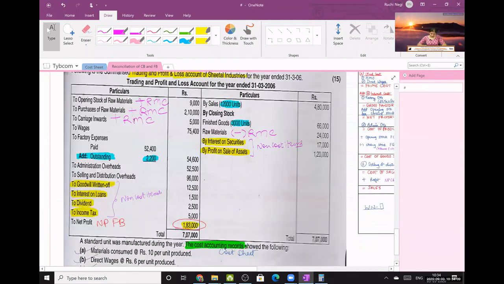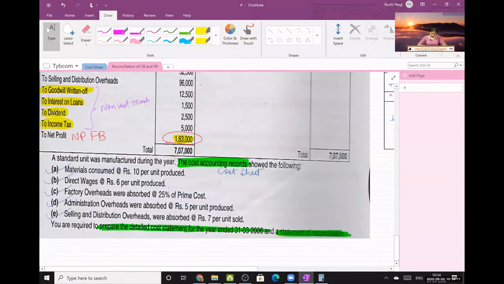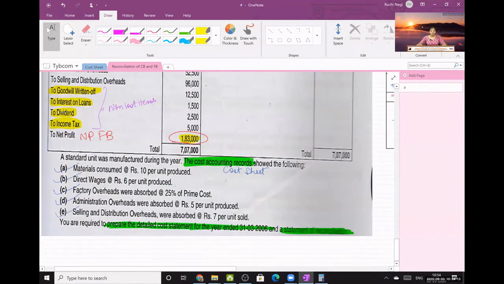Similarly, cost sheet के लिए they have not said finished goods, closing stock of finished goods. It's okay. I have always told you all, in absence of information, we'll always assume closing stock of finished goods is valued by FIFO method. Okay. There's hardly going to be any changes with that. Okay.